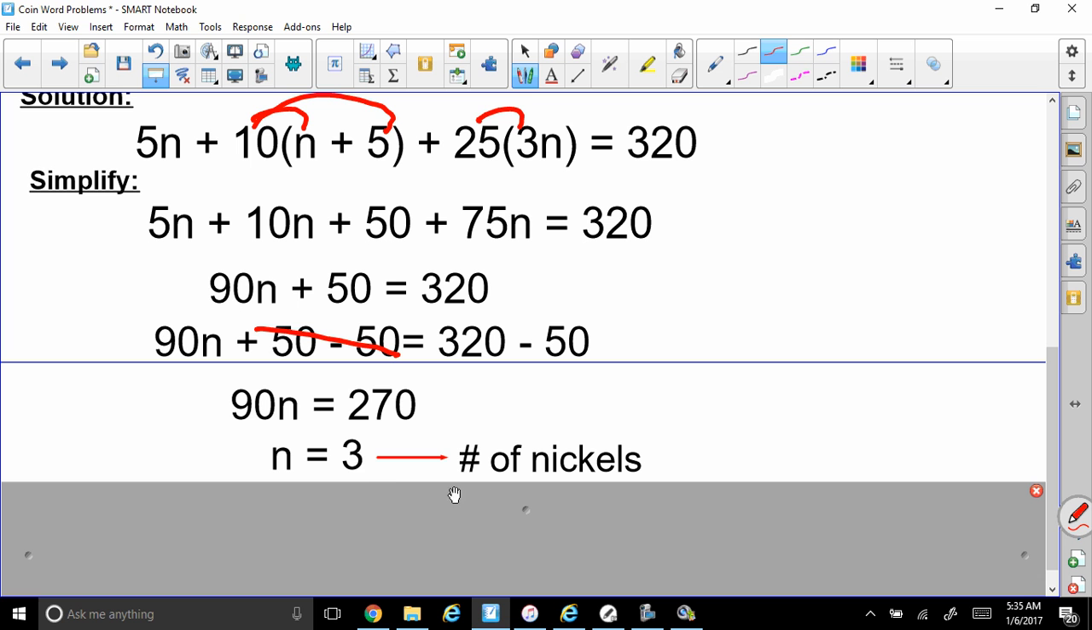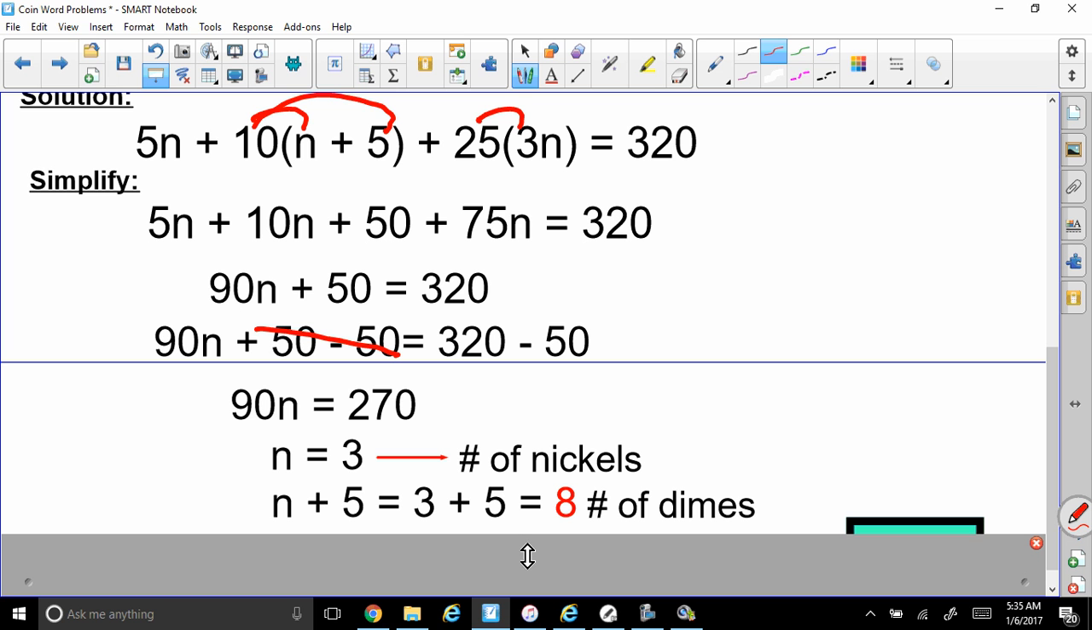And if you remember, we said n would represent the number of nickels. So that means I have 3 nickels. And if I have 3 nickels, I remember saying that there were 5 more dimes than nickels. So n was 3 plus 5 would give me a total of 8. So I have 8 dimes. So 3 nickels is what I found out that I had, but I have 5 more dimes than nickels. So for 3 plus 5, that would give me a total of 8 dimes.